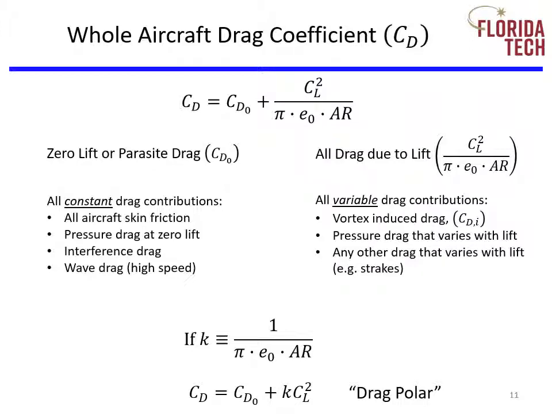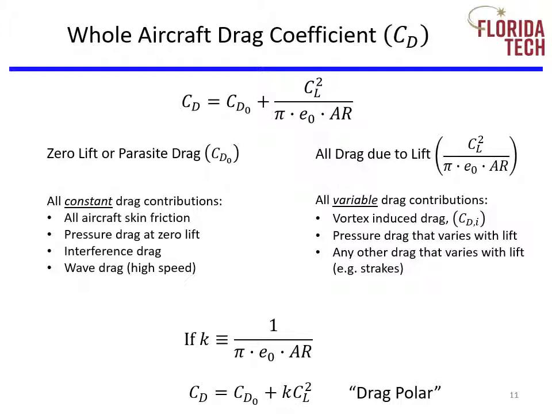The zero lift or parasite drag, CD0, has all the constant drag contributions: all aircraft skin friction, pressure drag at zero lift, interference drag, and wave drag at high speed. All drag due to lift, CL squared over pi times Oswald efficiency factor times the aspect ratio, has all the variable drag contributions. And that includes vortex-induced drag, pressure drag that varies with lift, and any other drag that varies with lift.